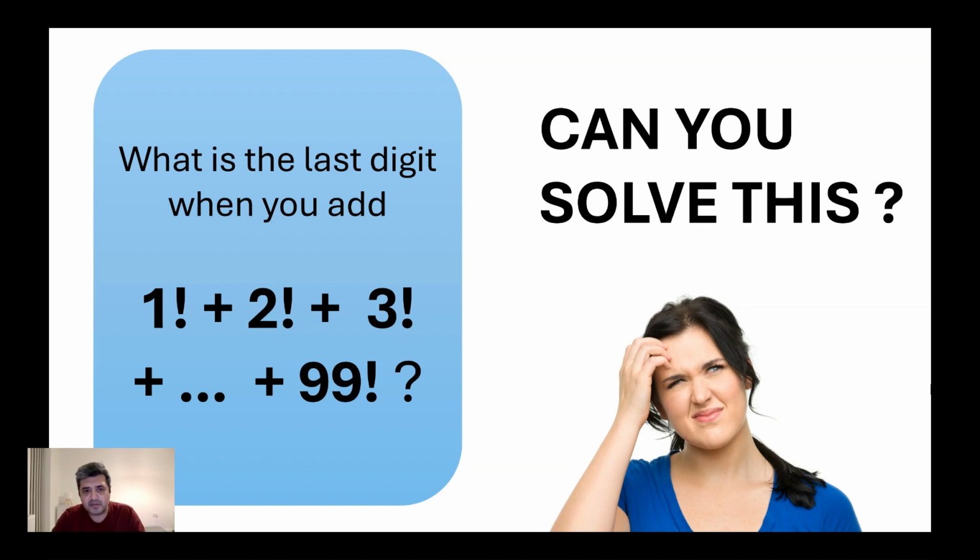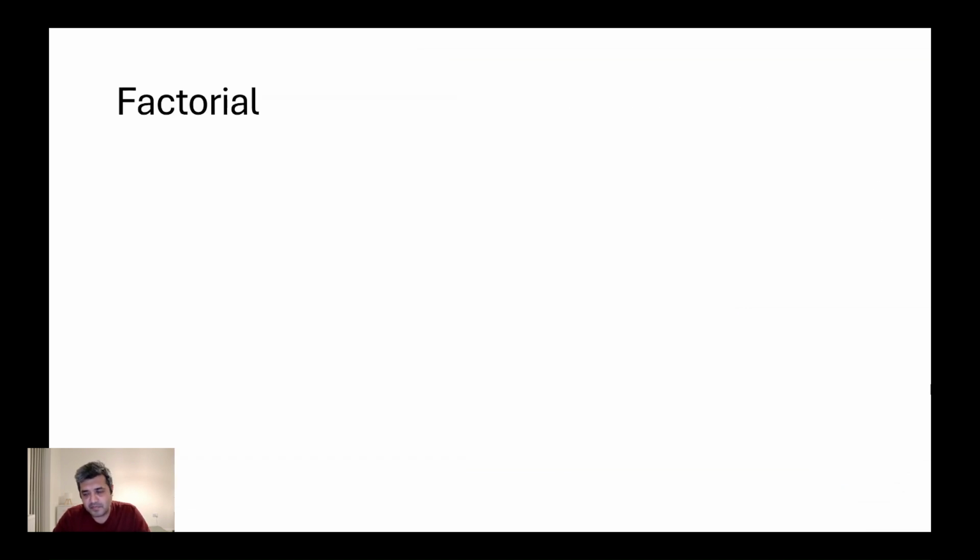Okay. So first, what is a factorial? If you already know a factorial, you can skip this. So let's look at how a factorial is actually calculated. So this is a calculation of a factorial. n factorial is n into n minus 1 into n minus 2 into all the way back to 1.